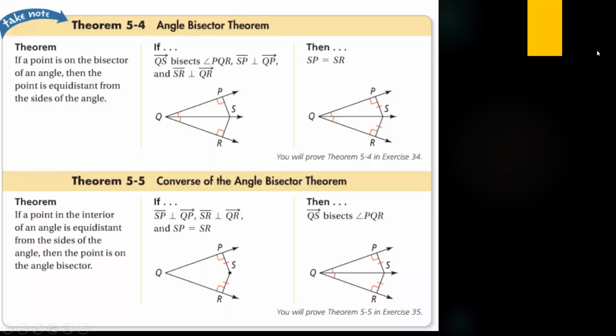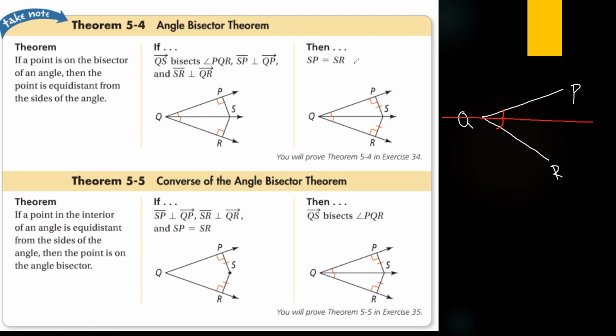Now, theorem 5.4, angle bisector theorem. It says that if you have an angle, its name is PQR, and there's a line, or you can say a ray, that cuts this angle into two equal halves. It makes this angle equal to this angle.